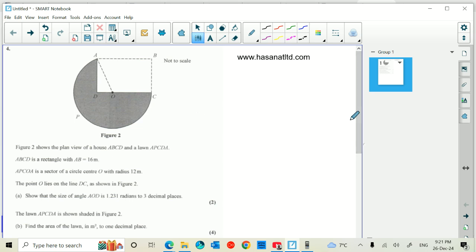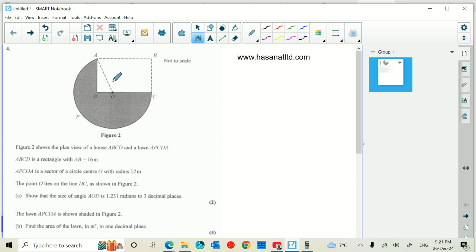Figure 2 shows the plan view of a house ABCD and a lawn APCDA. ABCD is a rectangle with AB equal to 16 meters. APCDA is a sector of a circle, center O, with radius 12 meters. The point O lies on the line DC as shown in the figure. Part A: show that the size of angle AOD is 1.231 radians to 3 decimal places.